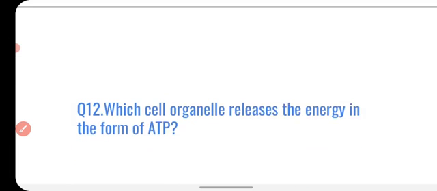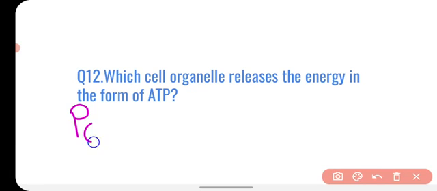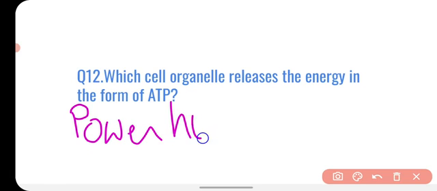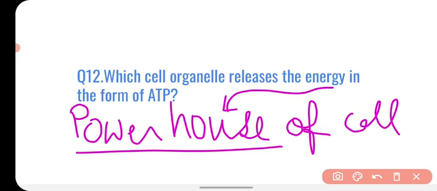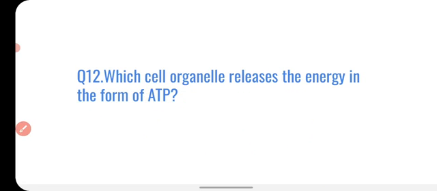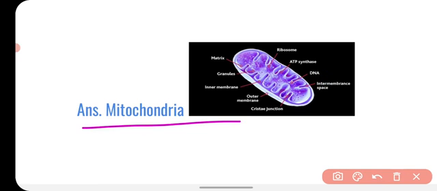Now the next question is, which cell organelle releases the energy in the form of ATP? You know that there is an organelle in our cell which is called the powerhouse of the cell. Can you guess which organelle is called the powerhouse of the cell? Because it generates energy in the form of ATP, hence that organelle is called powerhouse of the cell. So this is mitochondria. It looks like that, and it is the mitochondria which are known as the powerhouse of the cell, and they produce energy in the form of ATP, adenosine triphosphate.